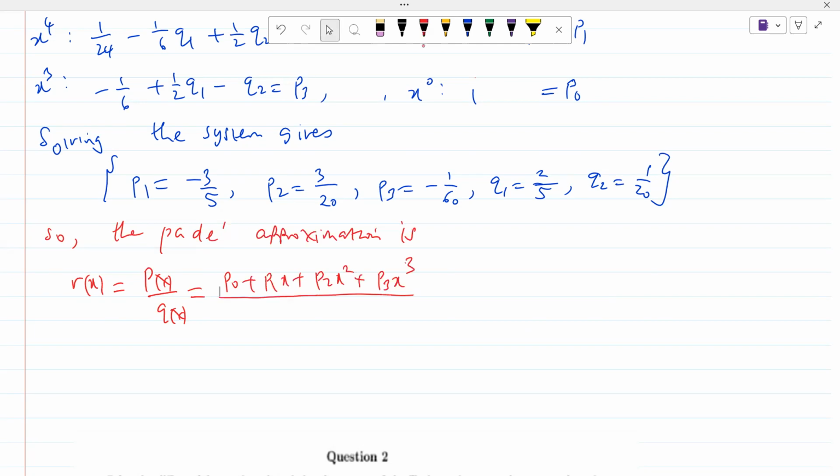What is Q of X? Okay, so this one, we take it to be 1 plus... we always make the choice of Q naught to be 1.